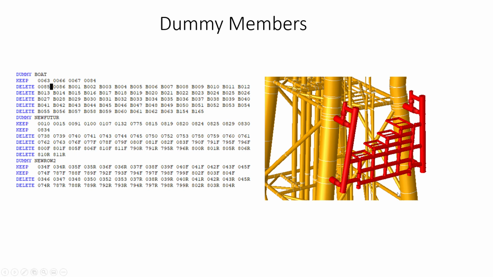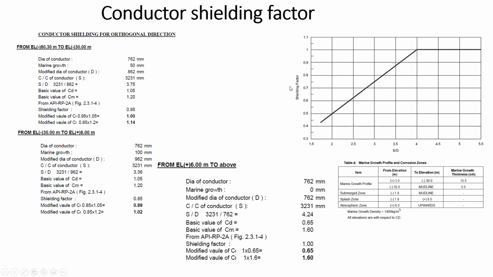Once you click the post view data, you cannot see it actually. In proceed only you can see it; this will be deleted because we are giving the delete command error. Okay, and this is the conductor shielding factor.